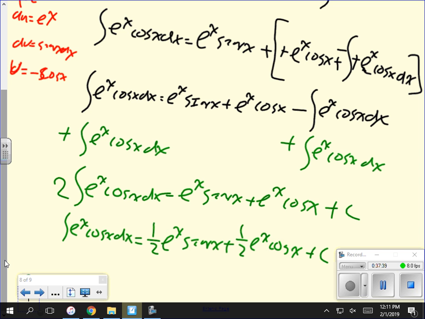And yes, this happens. But I've solved the problem, haven't I? I've integrated e to the x cosine x. I have the integral equal to a non-integral. I can now evaluate, I can do whatever I want to. But I've integrated the function now.